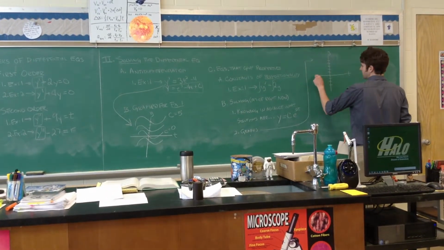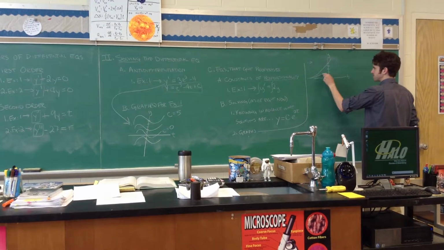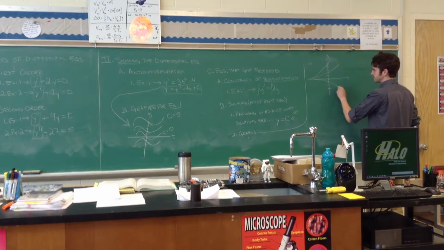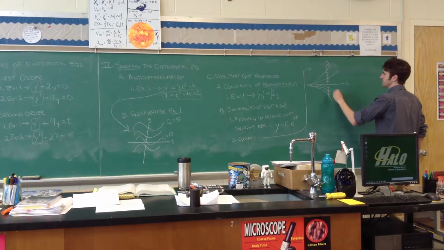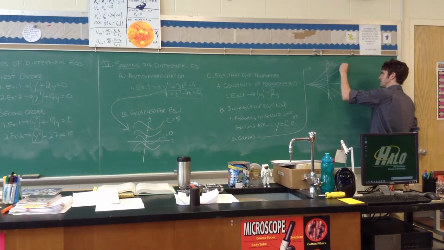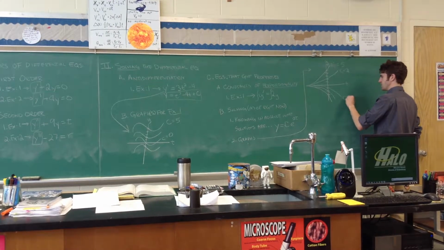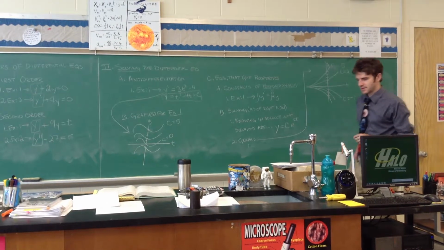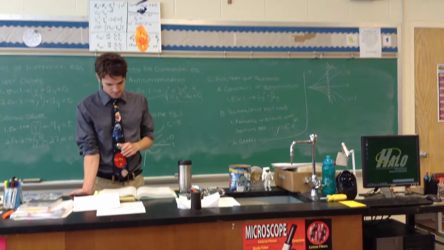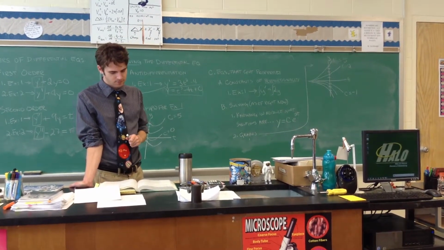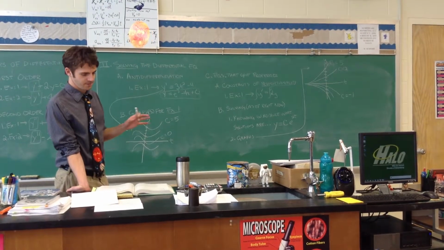Here are graphs of this function. Up here, we're given C equals 5, this looks like C equals 2, and this is C equals -1. So a couple things here.